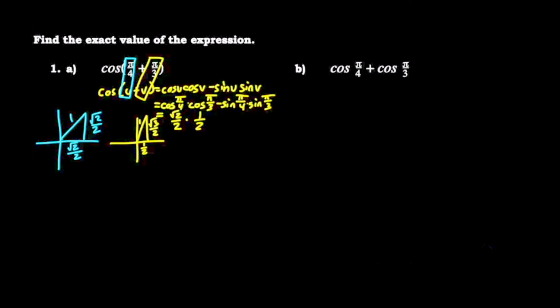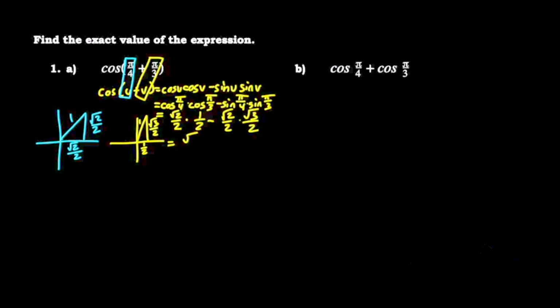So I'm just taking the x values because we're looking at cosine. And then minus sine of pi over 4 is the y value, so square root of 2 over 2. And sine of pi over 3, again the y value, that's square root of 3 over 2. So we have two fractions being multiplied together. So I'll do that first.